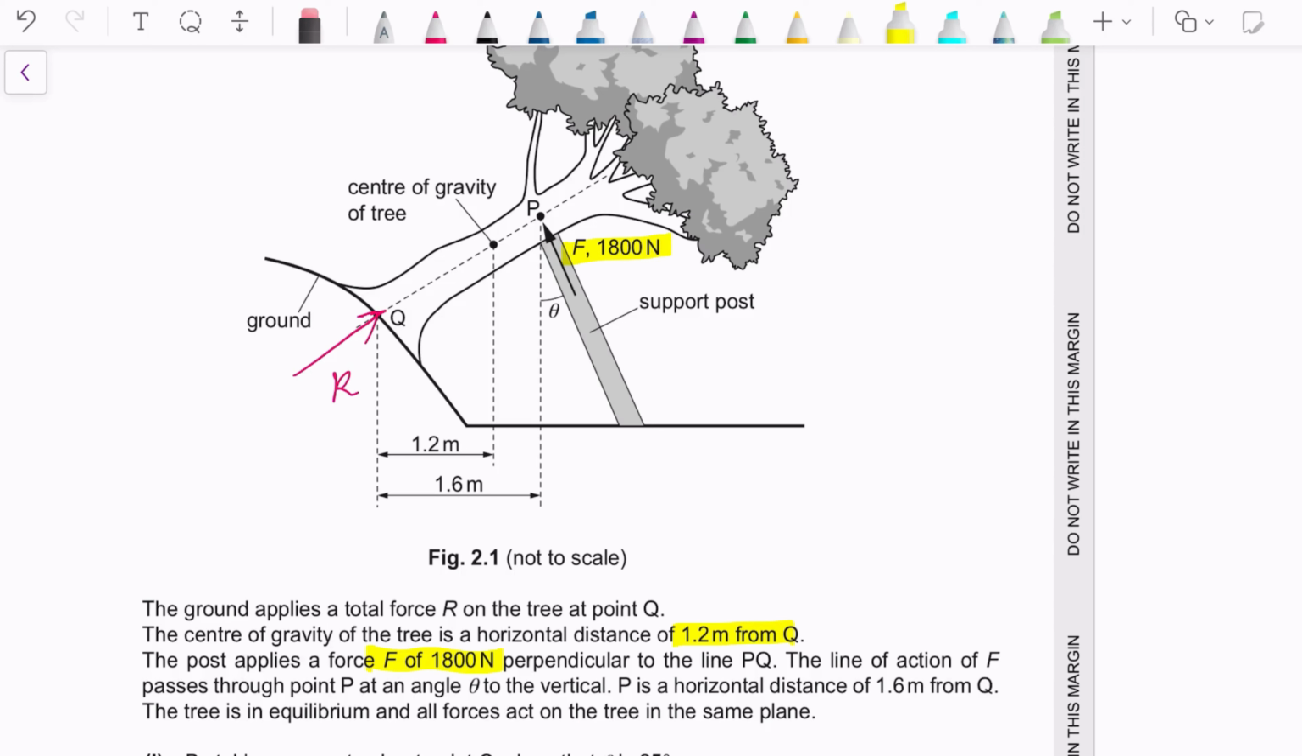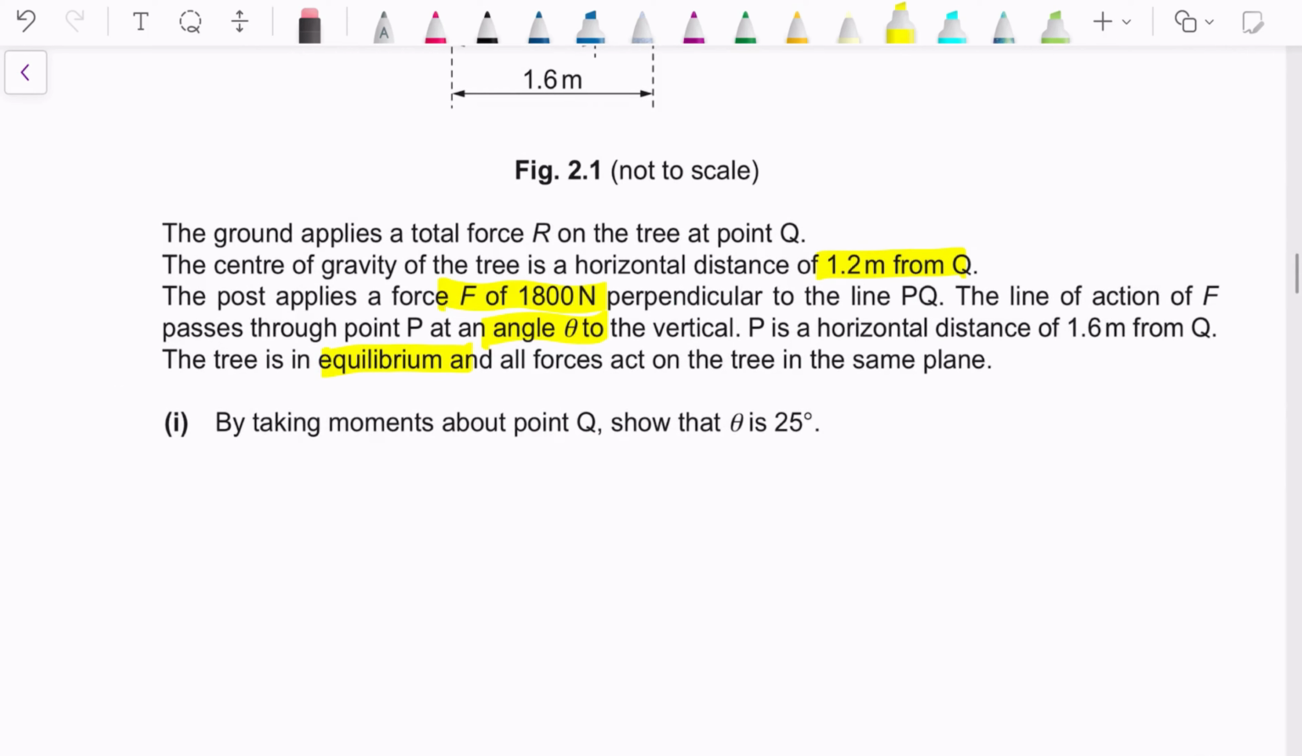The line of action of force passes through point P at an angle theta to the vertical. P is a horizontal distance of 1.6 meters from Q. The tree is in equilibrium and all forces act on the tree in the same plane. So we have some information here. Let's look at Roman 1. By taking moments about point Q, show that theta is 25 degrees.